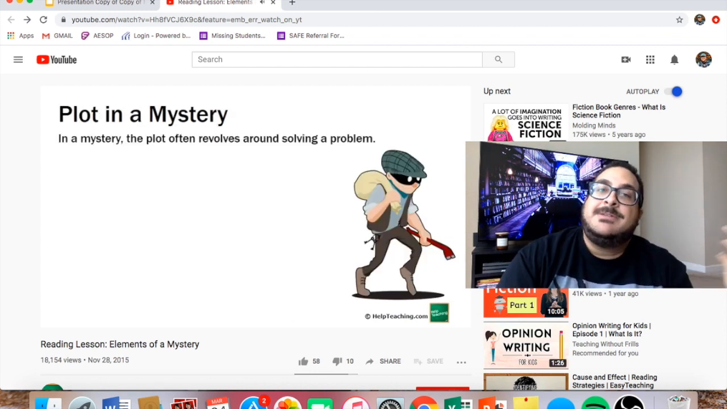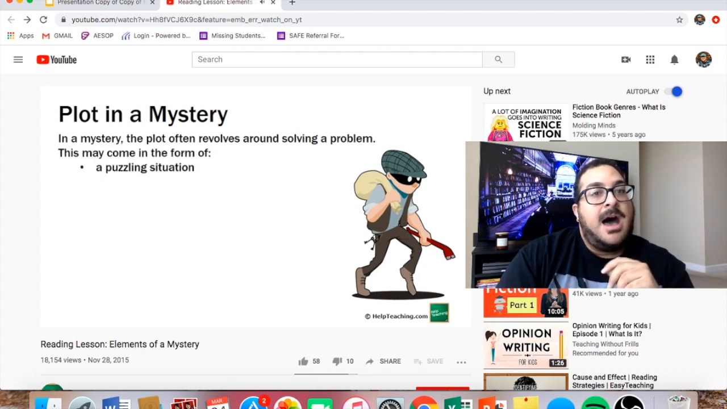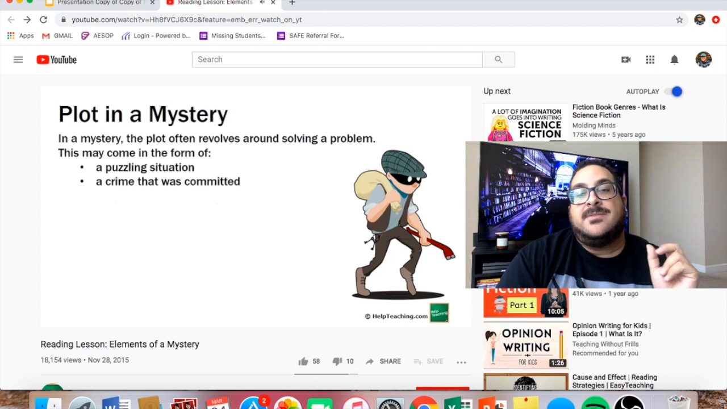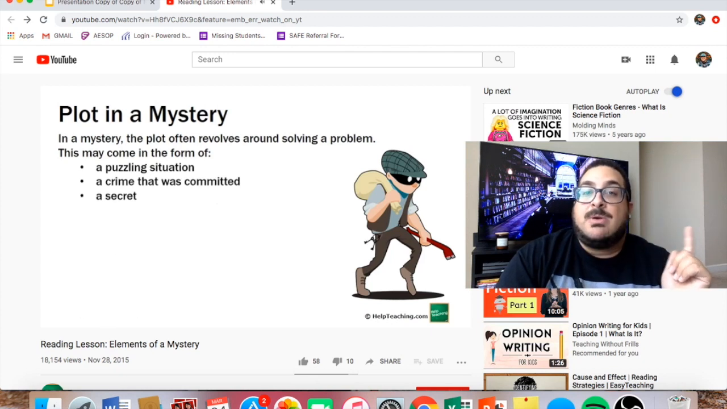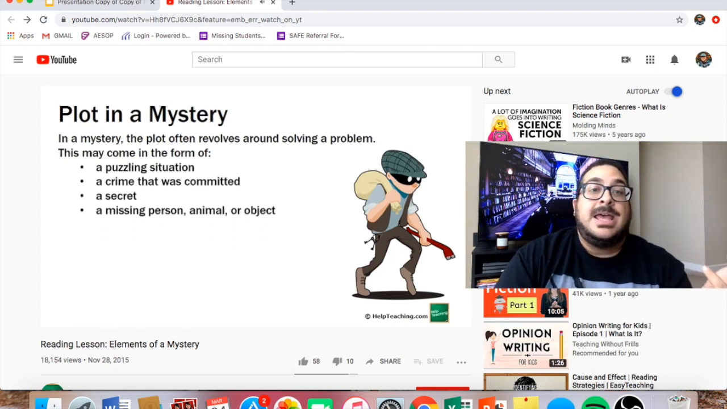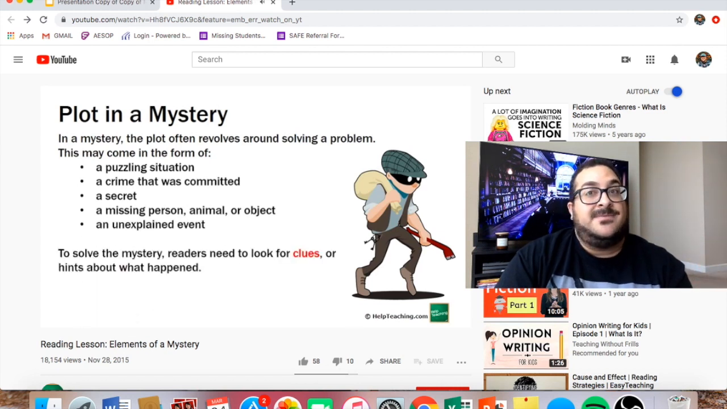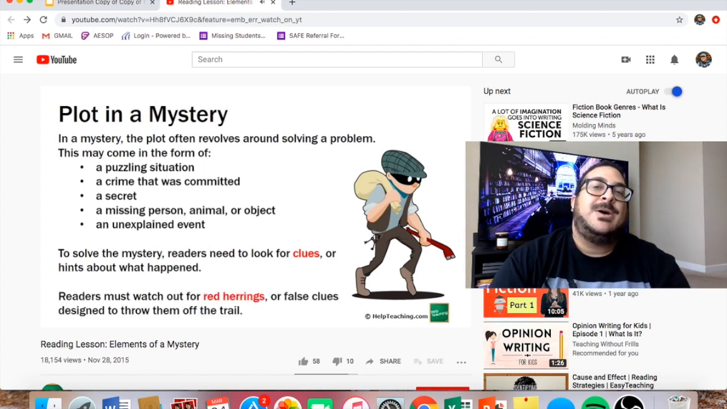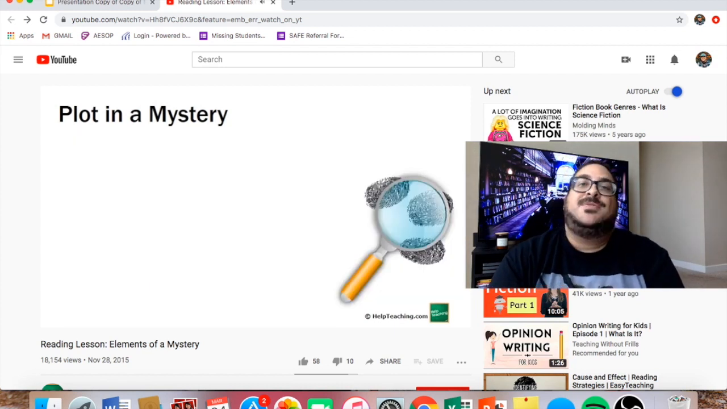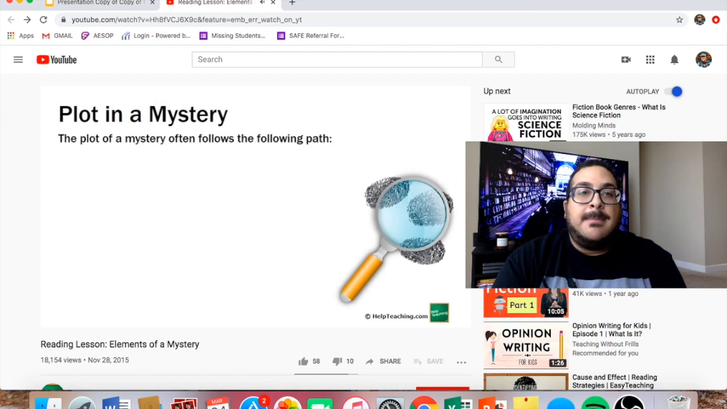Plots in a mystery. In a mystery, the plot often revolves around solving a problem, and this may come in the form of a puzzling situation, a crime that was committed, a secret, a missing person, animal, or object, and an unexplained event. To solve a mystery, the reader needs to look for clues or hints about what happened, and readers must watch out for red herrings, or false clues designed to throw them off the trail as well.